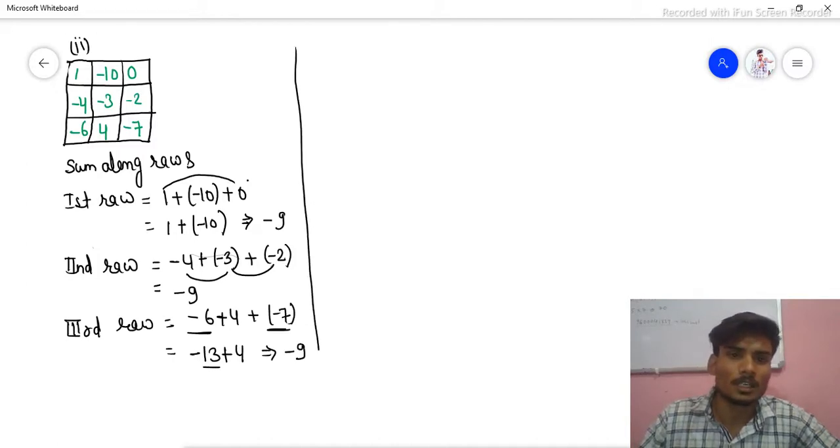Then again we need to check the sum along the column. Column meaning vertical line.